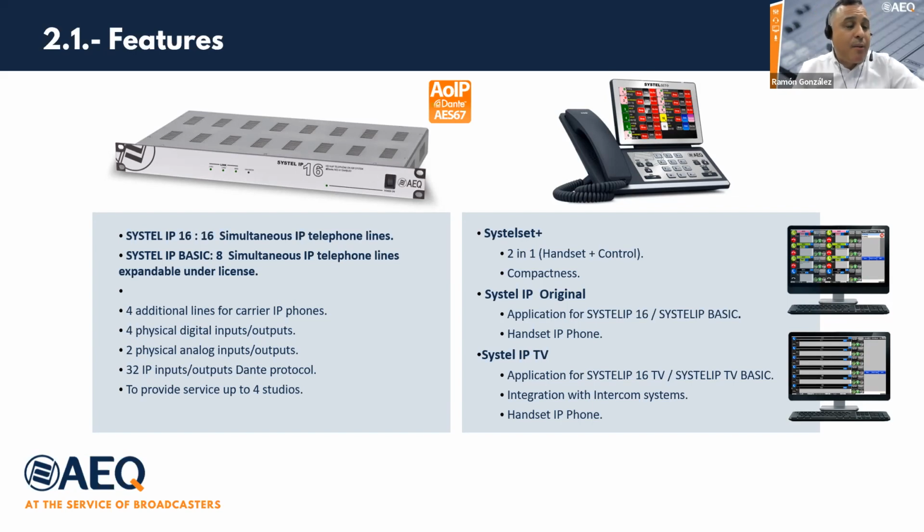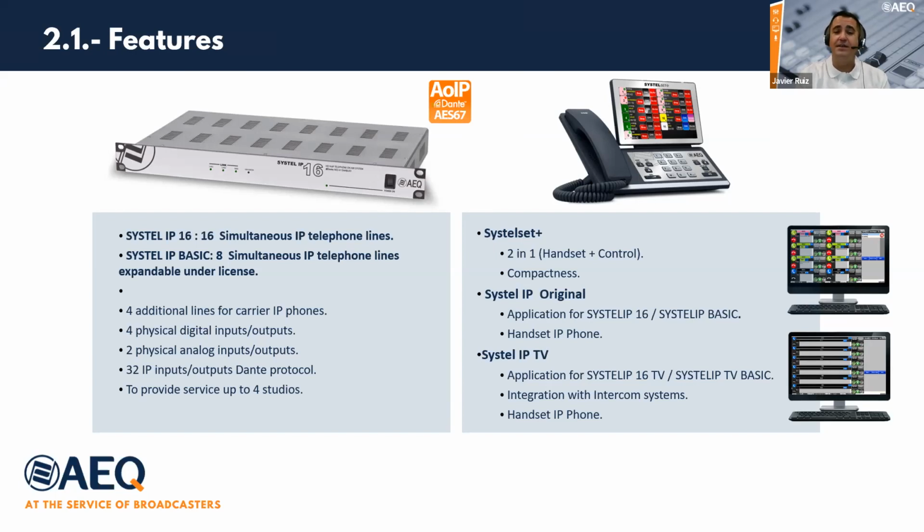Okay, on the right side, Javier, we have the control devices. Can you explain them, please? Sure. There are three operators. The first one is a Systel Set Plus. It is a compact device, a little device with the handset and control, 2 in 1. This device has a 7-inch touch screen, a physical keypad, and headset, hands-free, etc.